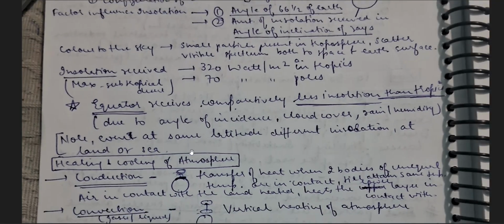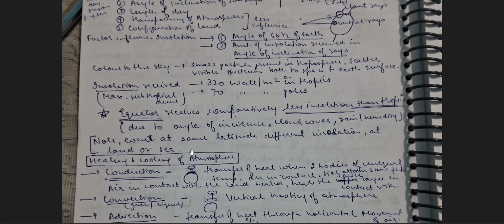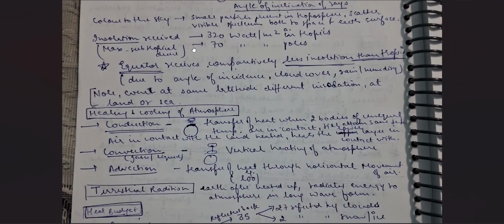Yes, insolation received. Now they are talking about the factual part, that is 320 watts per meter square in the tropics, and 70 watts per meter square at the poles. So this is how the insolation is received. It is maximum at the subtropical desert.